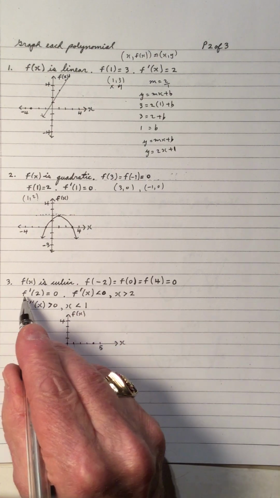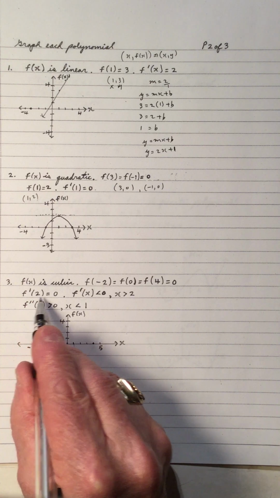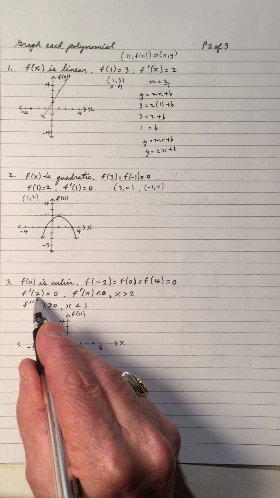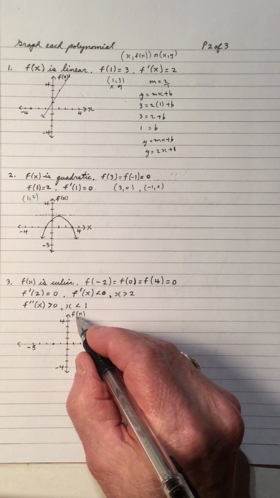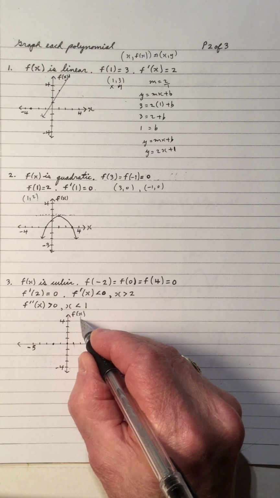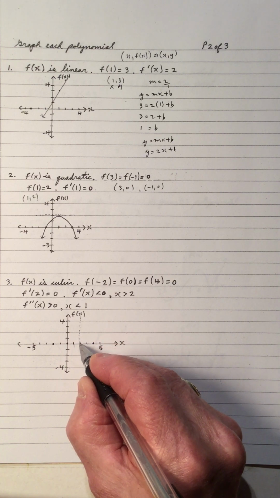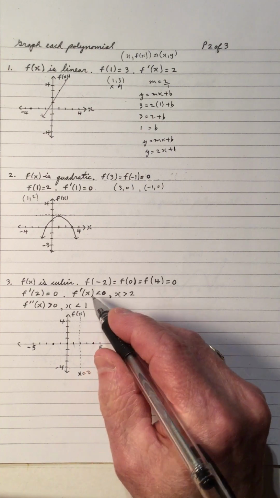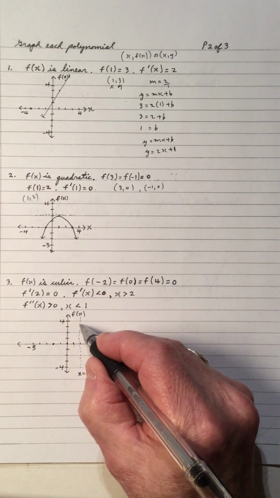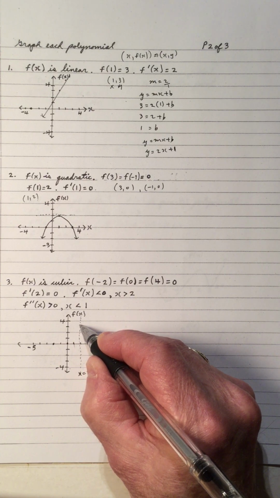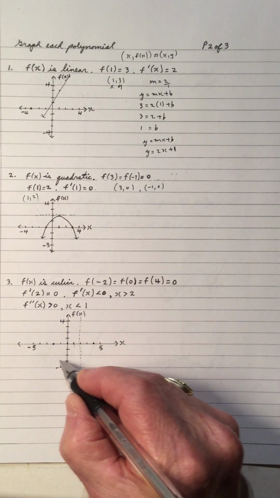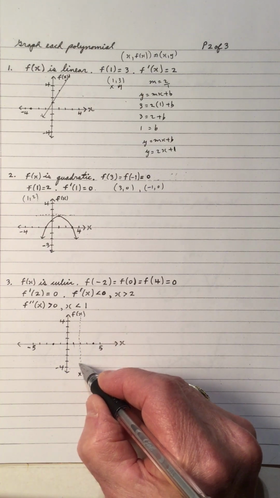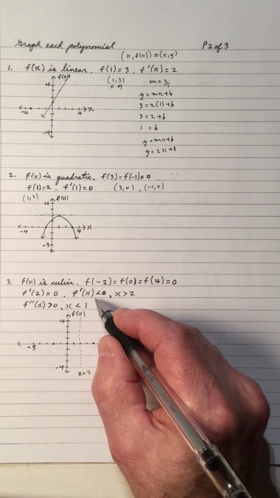So f prime of 2 is 0. That means the derivative at x equals 2 is 0. So anywhere on this vertical line where x equals 2, the derivative is 0. The point could be here and get a tangent of 0, or the point could be here with a tangent of 0. So the point is either up here or down here, but it's not here because it's not an x-intercept.